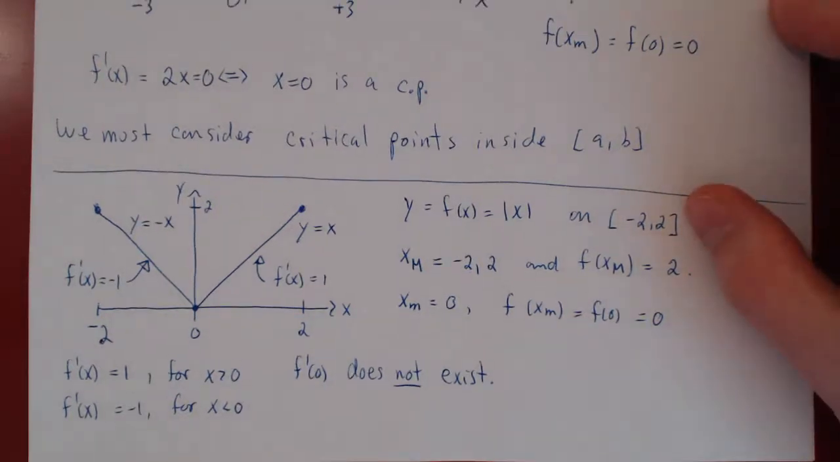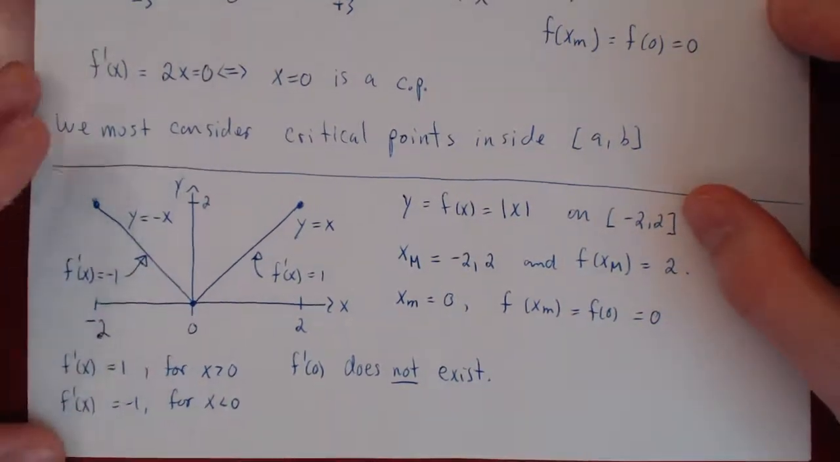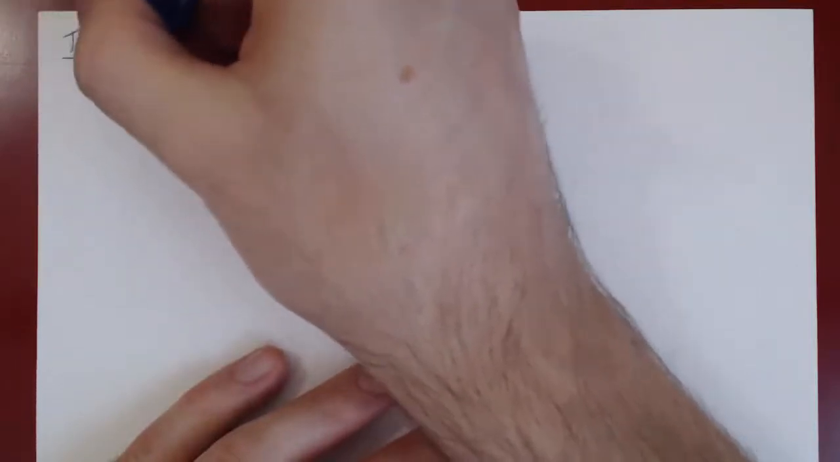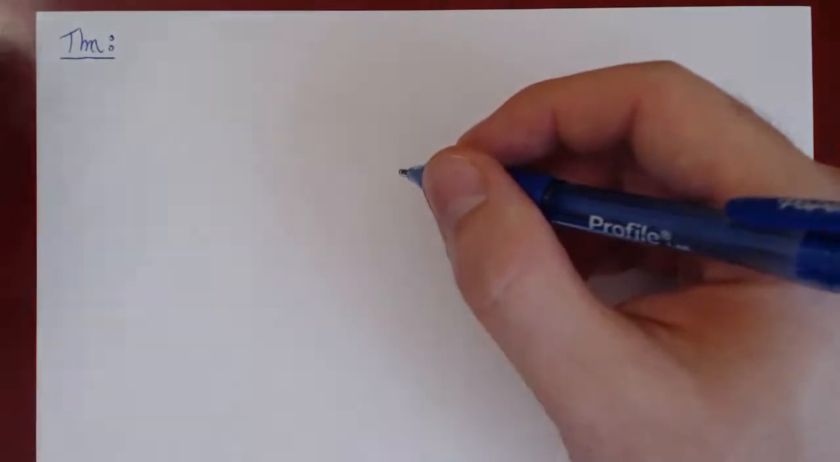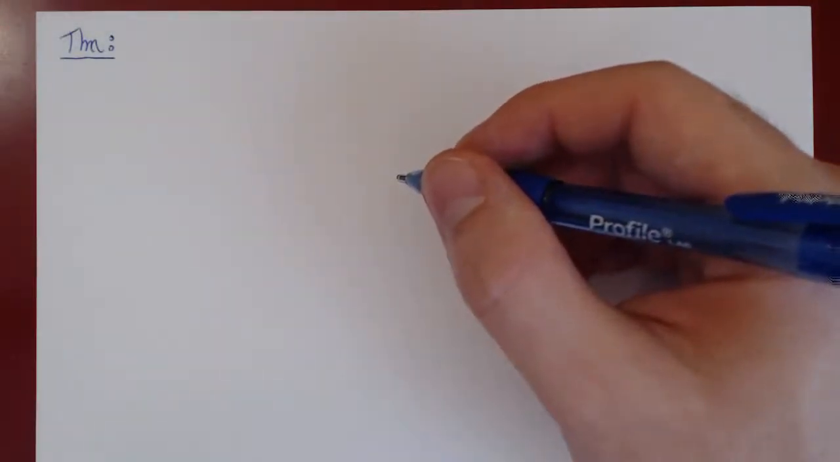So let's prove now that this result is actually true. And the proof is surprisingly straightforward. And this will conclude our discussion of theoretical optimization. So here's our theorem. Again, we have the same assumptions as the extreme value theorem.